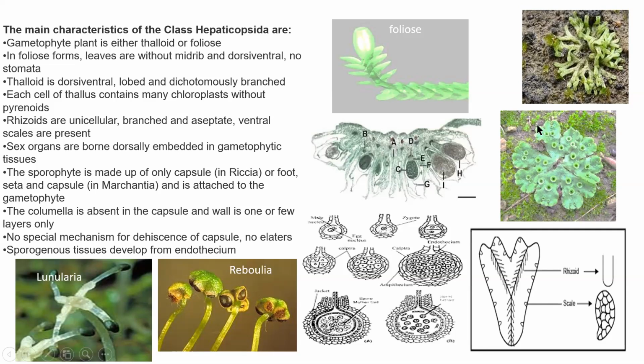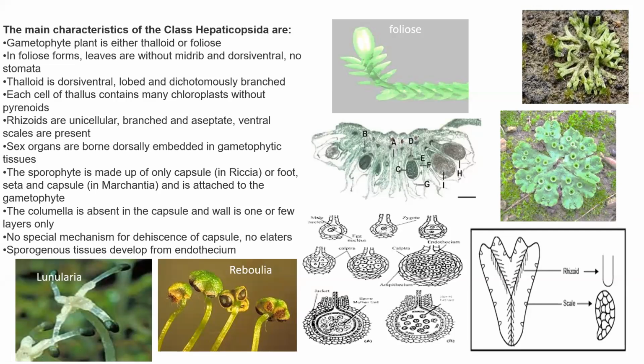It is either thalloid or foliose, and the leaf-like structure doesn't have stomata. Even though the thalloid and foliose structures are green, they do not have stomatal openings. If you see the internal structure, you would have taken a section of Marchantia in your undergraduate level, and you can see the internal cells have chloroplasts.